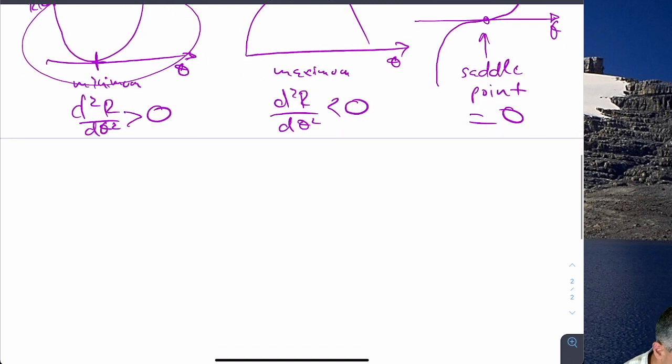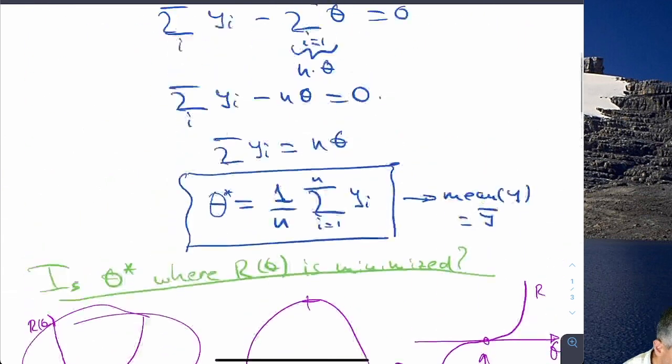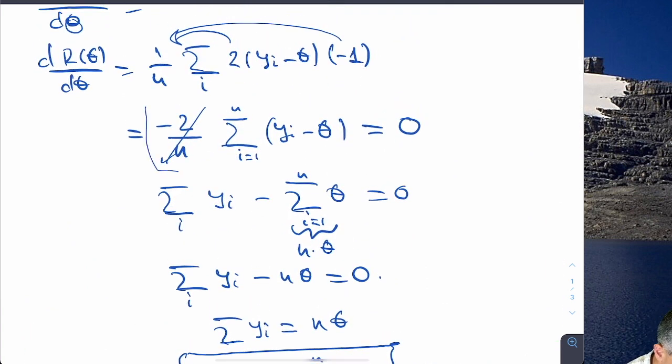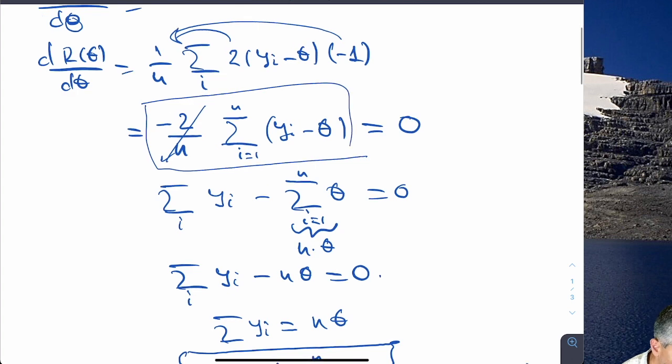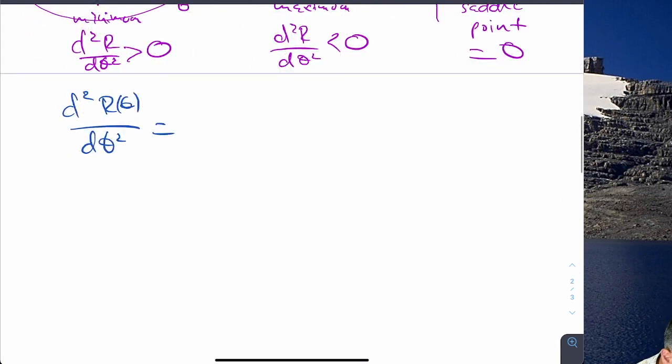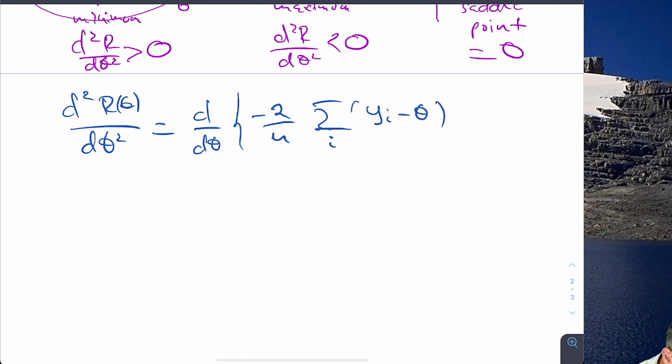So now what we want to ask is, what is the second derivative of r of theta with respect to theta equal to? So we need to go back to our derivative. This is where we found the value of the derivative. We had found it right here. So now we're going to take the derivative of this quantity. So we want to take the derivative with respect to theta of minus 2 over n times the sum over i of y sub i minus theta.